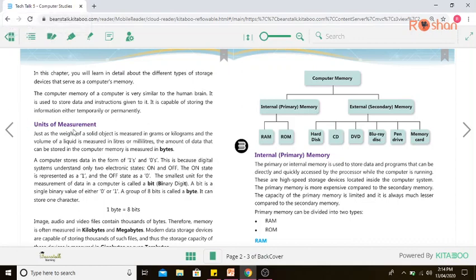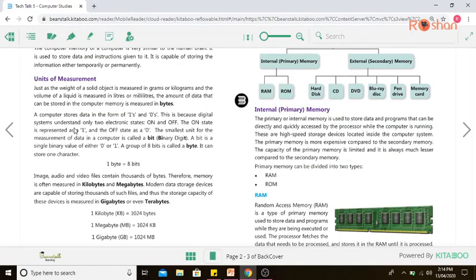The first heading is units of measure. Just as the weight of a solid object is measured in gram or kilogram, and the volume of liquid is measured in liter or milliliter, the amount of data that can be stored in the computer is measured by a byte. Unit of measurement means a standard unit, like kg, liter, gram, which is used to calculate. Suppose I am going to the market and I want 1 kg of tomato. Here kg is the standard unit.